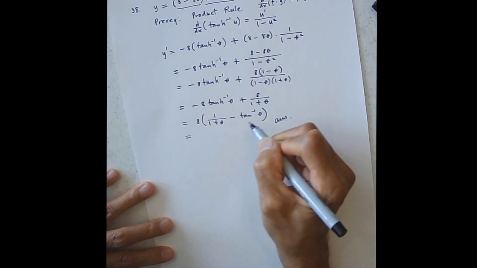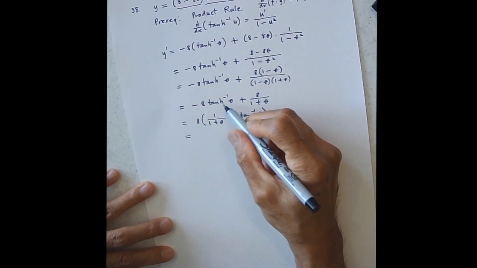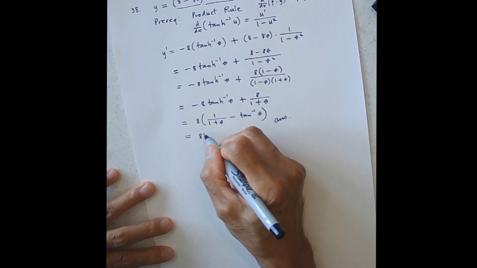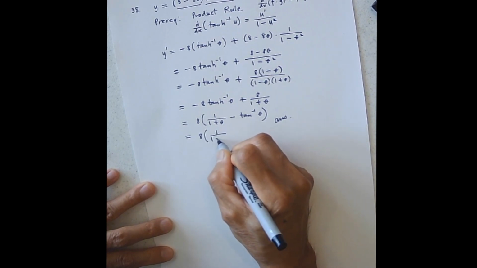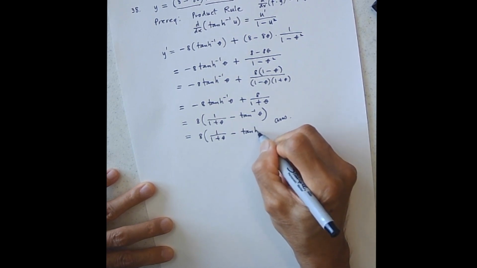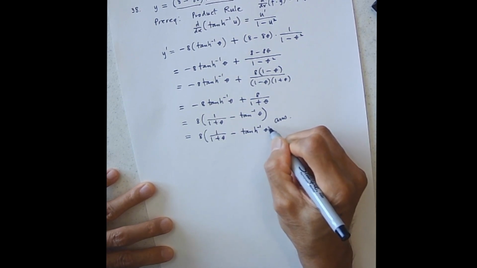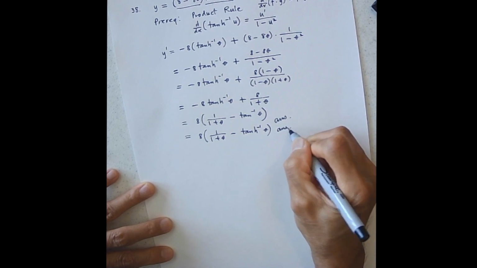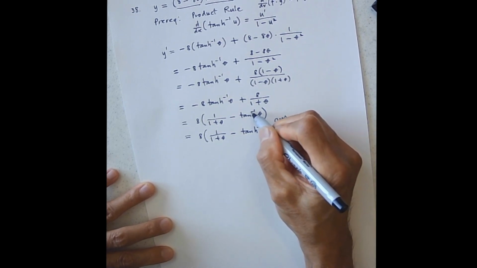I apologize, I just realized that I forgot writing the h. So it should be 8 times 1 over 1 plus theta minus inverse hyperbolic tan, okay? Theta. So I forgot the h there.